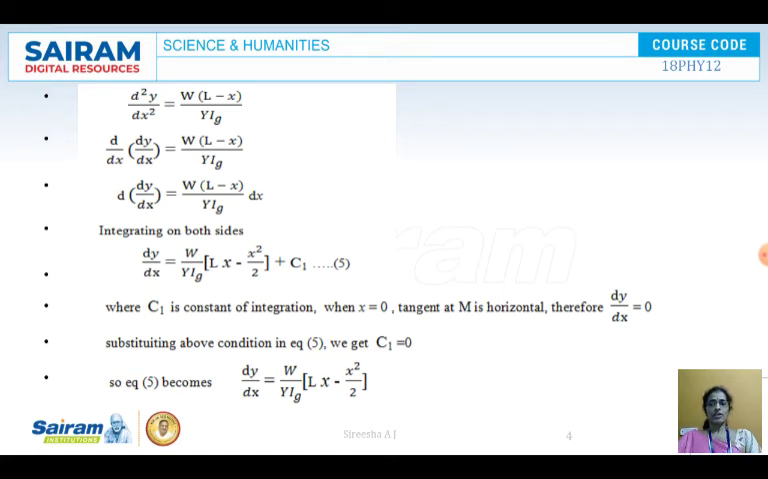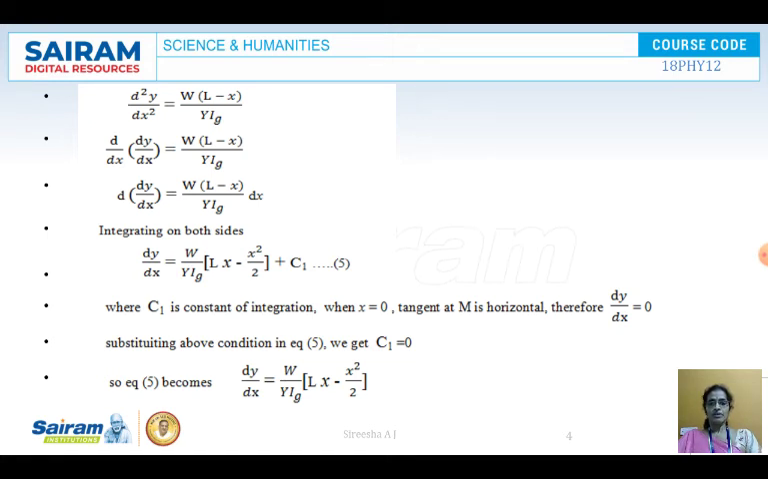Integrating on both sides, we get dy by dx is equal to W by Yig into Lx minus x square by 2 plus C1. This goes to equation 5. Here C1 is the constant of integration. When x is equal to 0, the tangent at M is horizontal. Therefore, dy by dx is equal to 0. Substituting this in equation 5, we get C1 is equal to 0.